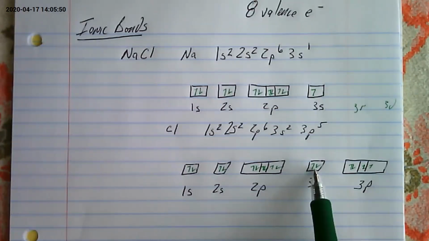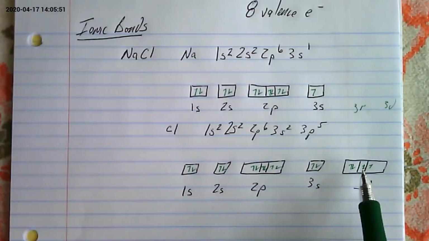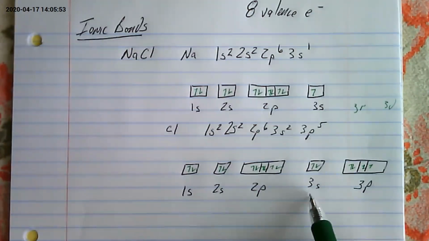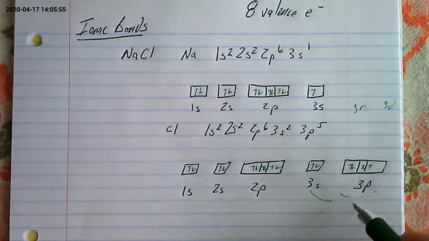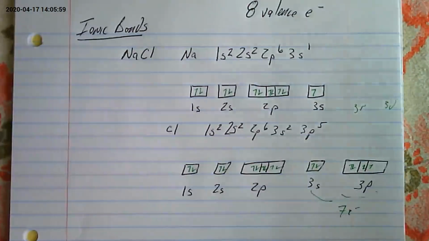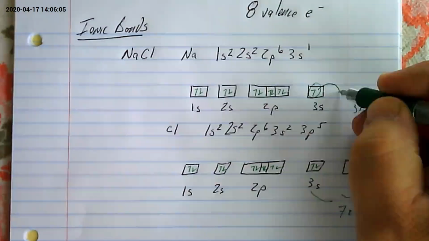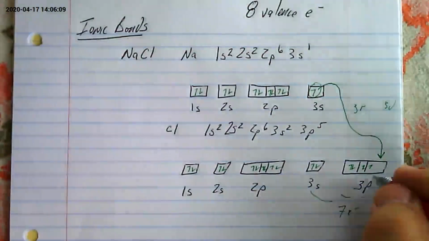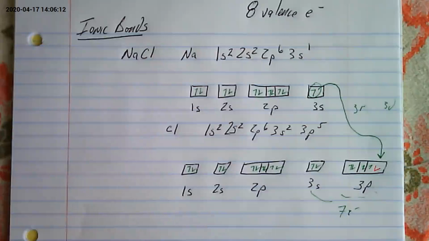On the other hand, if you look at chlorine, chlorine has 2 and it has 5. So in its outermost energy level, it has 7 valence electrons, which means all it has to do is to gain 1. So what happens is this electron right here leaves sodium and goes to chlorine.